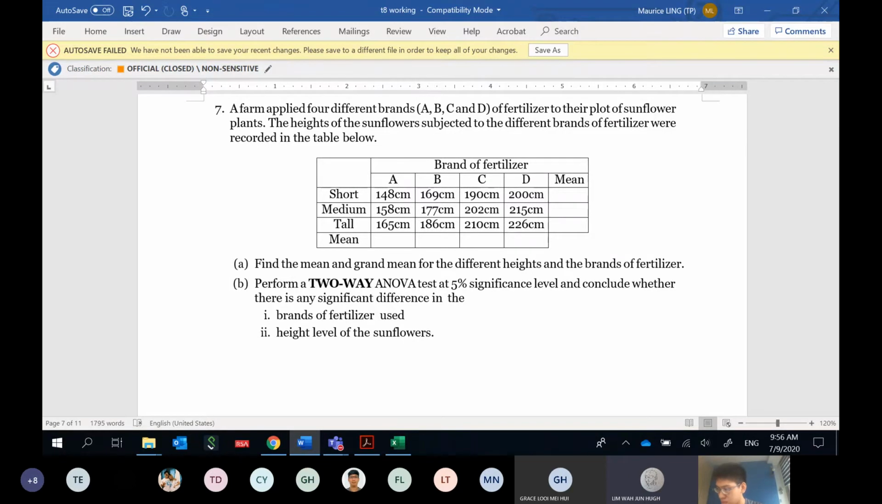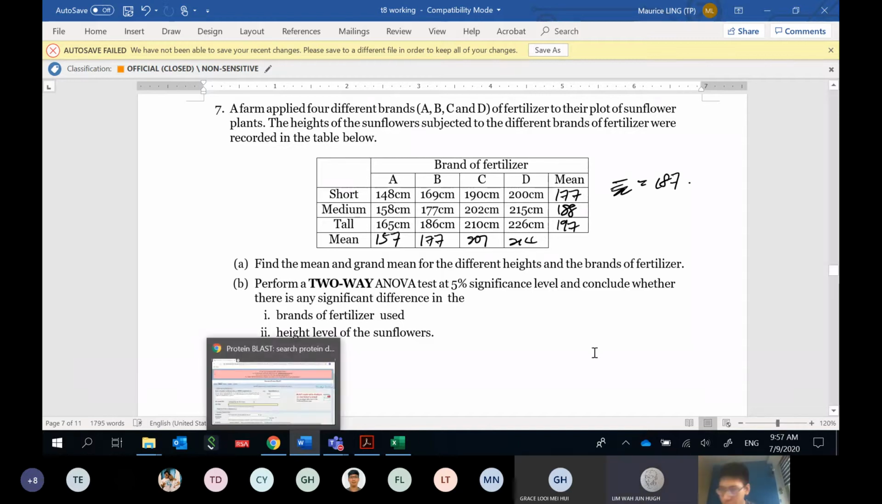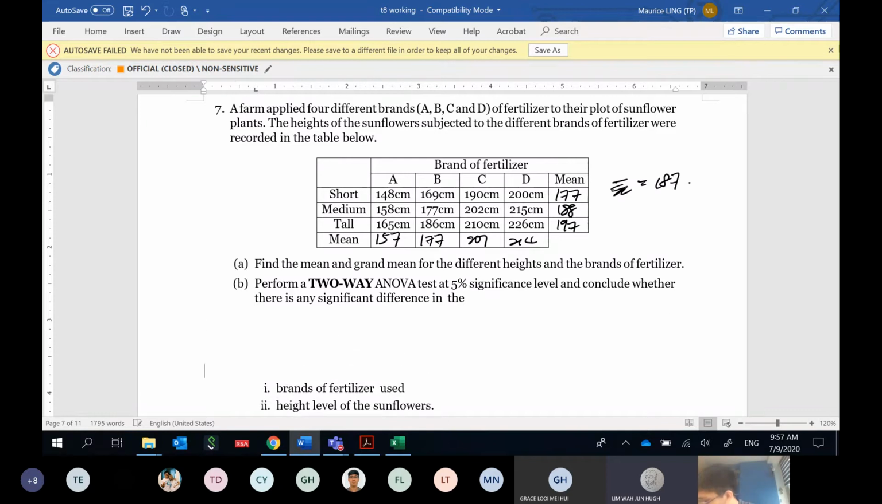Yeah. The short mean is 177. Medium mean is 188. Tall mean is 197. A mean is 157. B mean is 177. C mean is 201. And D mean is 214. Okay, what's the grand mean then? 187. Okay, that's fine.